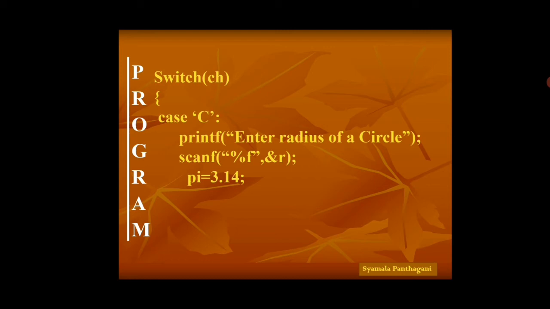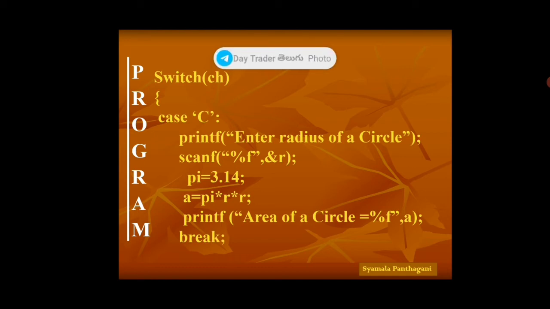Here we are reading the radius of a circle and we are calculating. In this formula we need the pi value. That's why I have initialized pi is equal to 3.14. Now the area of circle a is equal to pi r square, that's why I have written here pi into r into r. Next I am printing this area. Area of circle is equal to %f, because a is float type data. After this, break. For each case we have to write break after the case.